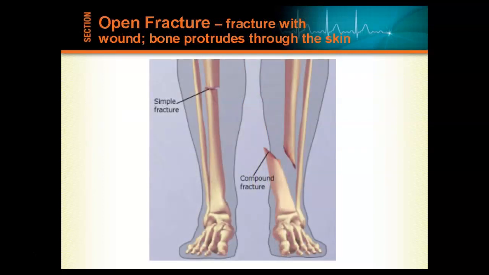An open fracture. Now this is a fracture with a wound and the bone is protruding through the skin. So I'll post some videos that we normally watch in class to show you of some. It's not funny to show you some open fractures. They're just really difficult to watch. But an open fracture is when the bone is protruding through the skin. It's actually broken through the ligaments and muscle, and you're actually seeing the bone outside the skin.